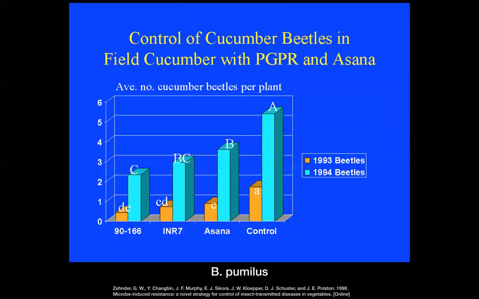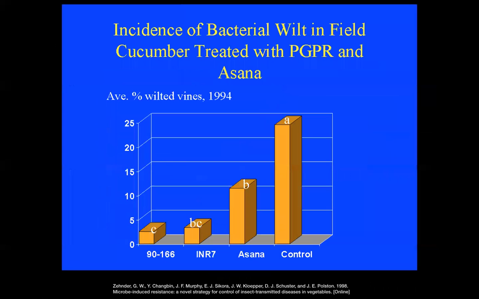Cucumber beetles, field cucumber. This is Bacillus pumilus. Pretty fantastic results in reducing the level of the cucumber beetle, basically performing better than our typical conventional insecticides in this case. Incidence of bacterial wilt in field cucumber treated with PGPR. And again, this is our INR7, which is the Bacillus pumilus. And again, we see it outperforming our more conventional approaches.